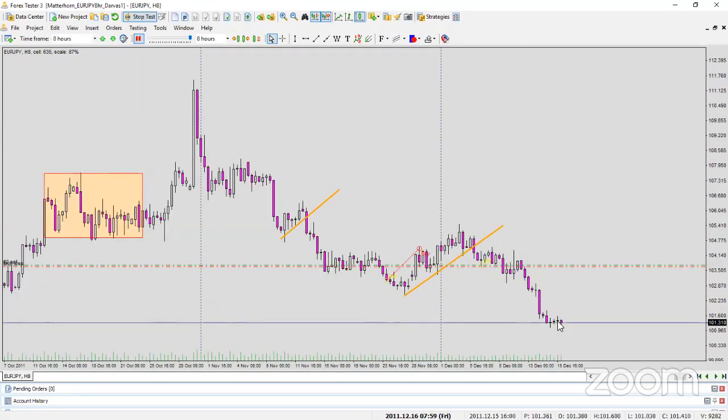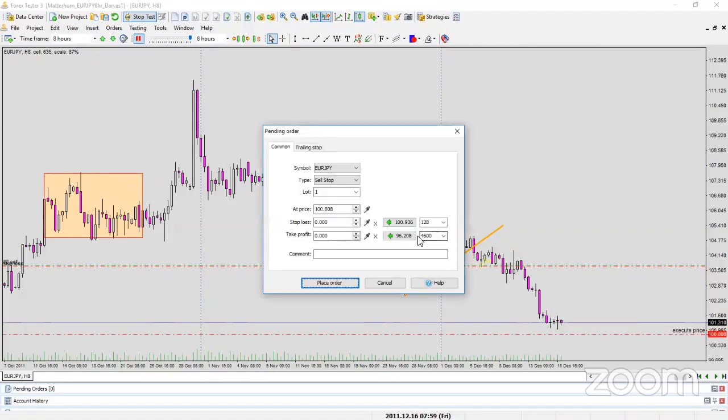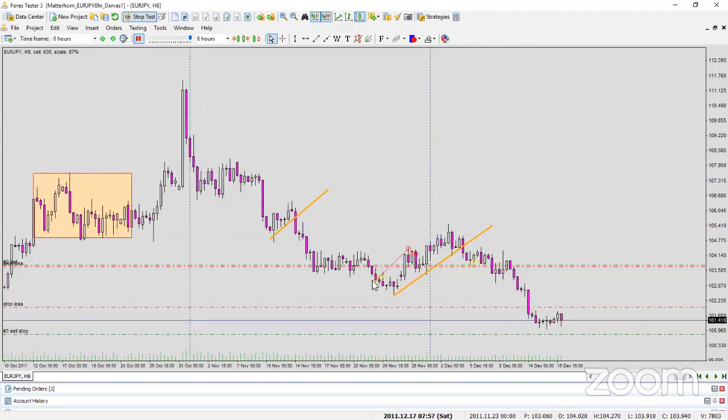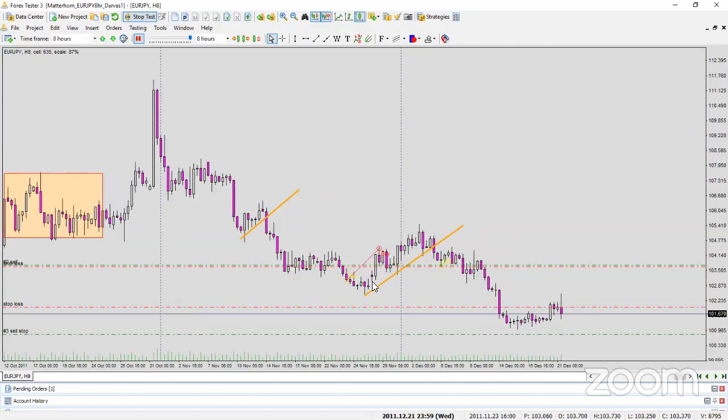Okay, so we've got a little bit of a box here. I could potentially put a sell order right here below the box. It's not very volatile at all. Put my stop loss up here, and let's see if we're going to go lower here or not. Okay, we're not. We've gone to where the stop loss would have been.